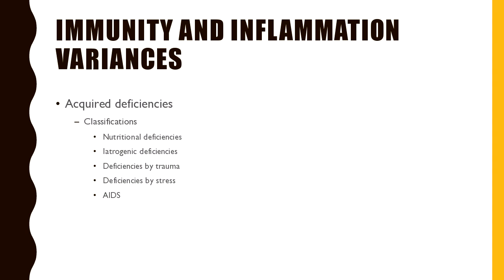Iatrogenic deficiencies are usually caused by some form of medical treatment, and that is where you are suppressed. A lot of your patients who have autoimmune disorders are iatrogenically deficient. Trauma would be not necessarily an injury trauma, but cellular injury is considered a trauma deficiency, like a bacterial infection. It can even be a burn. Deficiencies caused by stress can cause a depressed immune system.